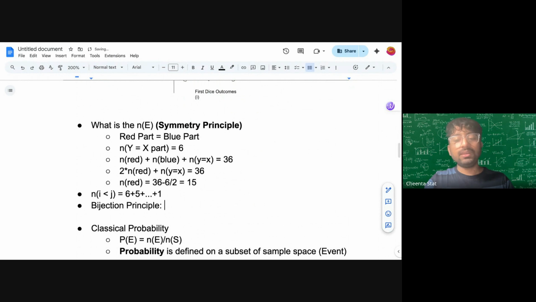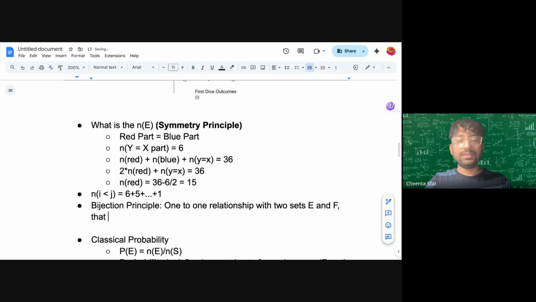So you're mapping, or there's a one-to-one relationship with two sets, E and F, and that mapping, that relationship, where F is easier to find.